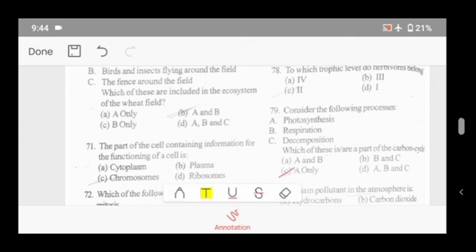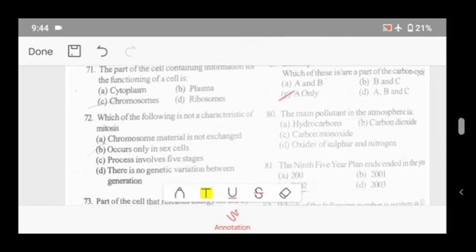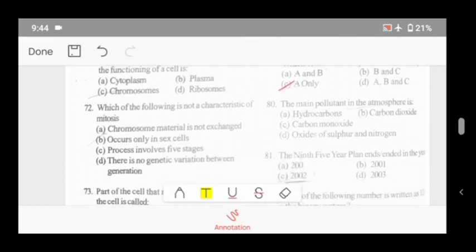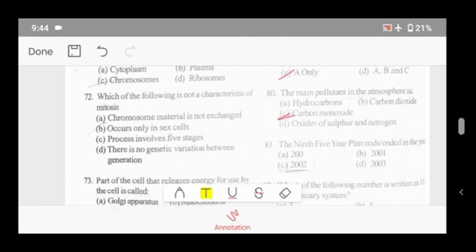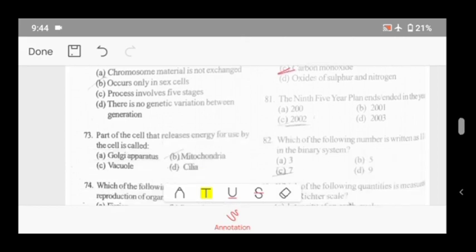Okay. The main pollutant in the atmosphere is... C. Okay. Answer is C. The ninth five-year plan ended in the year 2002. Okay, and the answer will be C.